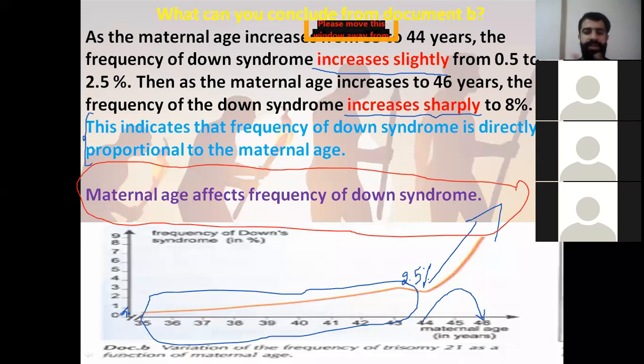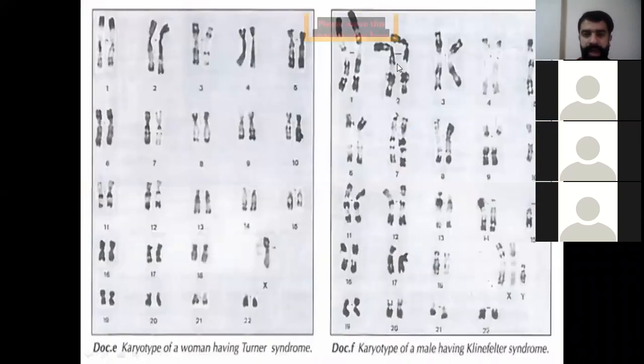Maternal age is the age of the mother. The father doesn't affect a lot, though it has some causes. We will not focus on them in grade 11. We're going to focus on them in grade 12. Okay, so that is about document B. Let's move to these karyotypes, the karyotypes of documents E and F.